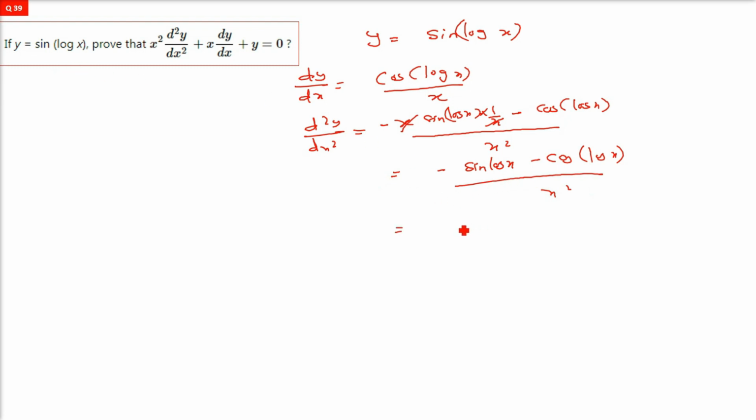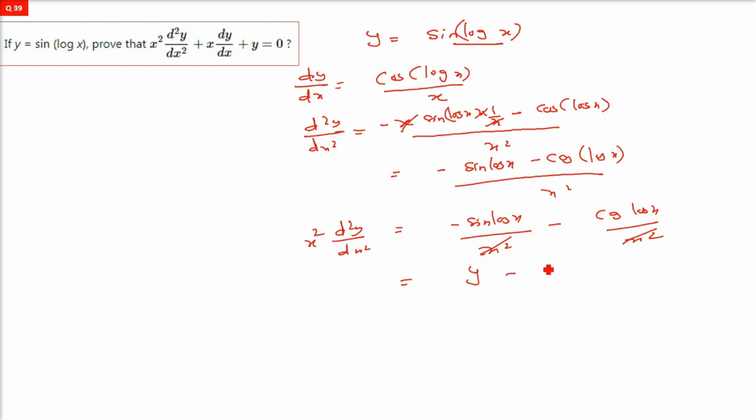Now you have an x squared with d2y by dx2. So you can directly take x squared on the left, or you can do it like this: minus sine log x divided by x squared minus cos log x by x squared, d2y by dx2 is here. Now multiply all of it by x squared. So I am multiplying this, I will get rid of this. Minus sine log x. What is minus sine log x? It's y, so it will be negative y.